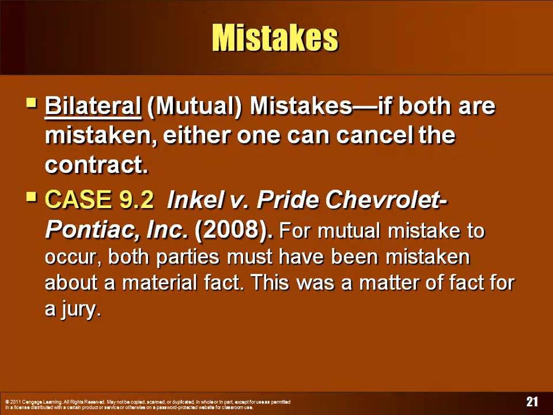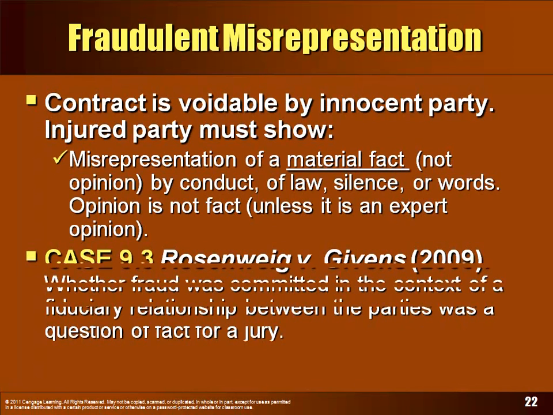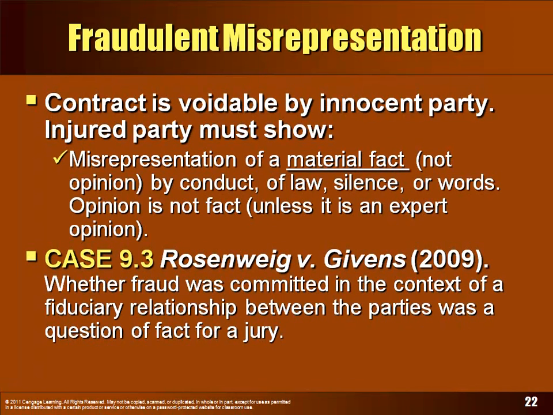Bilateral mistake, general rule is that either party could back out if it's a material fact. Fraudulent misrepresentation. Somebody intentionally tells you something to get you to enter into a contract with them that turns out not to be true, and they knew it. That's different than somebody telling you something that's not true but not knowing that it's not true. So you go to buy a car and the odometer's been rolled back.